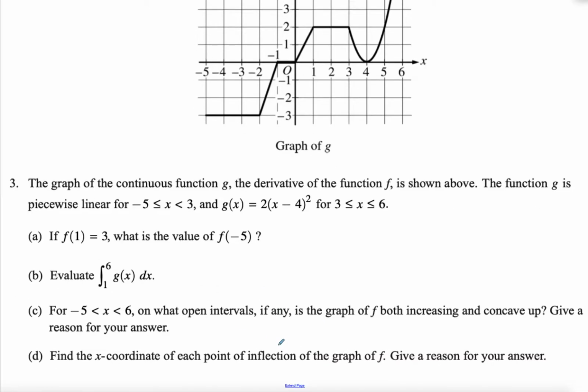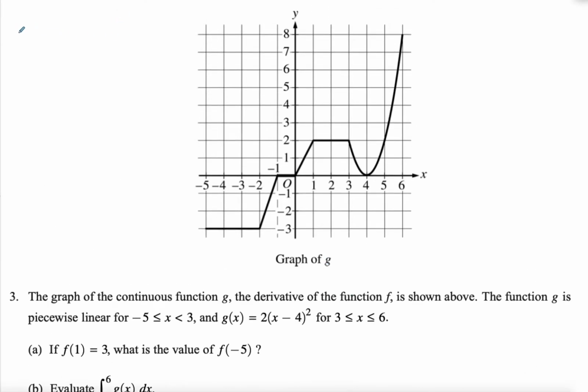In case of part A, let me just write down the work over here. Since I'm comparing 1 and negative 5, my work can come from the integral from negative 5 to 1 of g of x, because g is the derivative. Then we know that this must be equal to f of 1 minus f of negative 5, by the fundamental theorem of calculus.